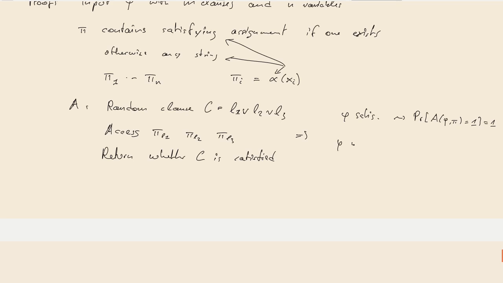But if phi is not satisfiable, then no matter what proof string we input, there is at least one clause that's not satisfied under this assignment. That's the definition of unsatisfiable. And that means the probability that our algorithm picks this one clause that's not satisfied is at least 1 over m, 1 over the number of clauses. This is about the right form for a probabilistic verifier. It's just the probability is too low, so let's amplify that.